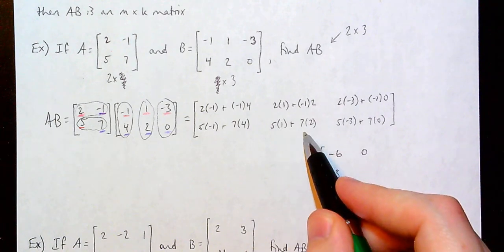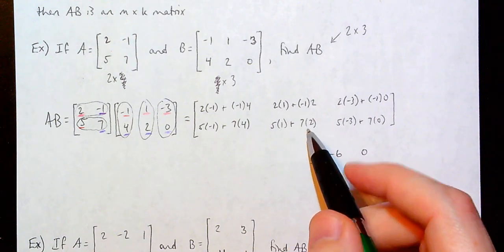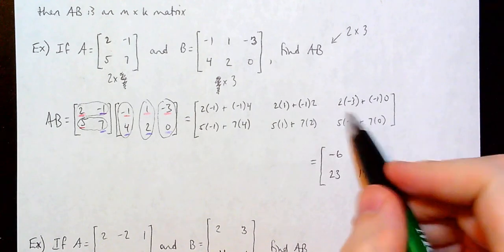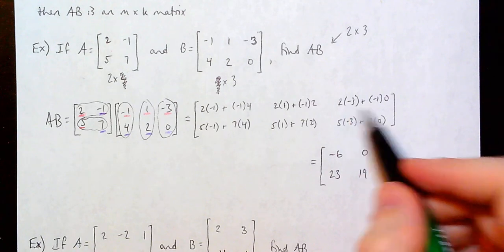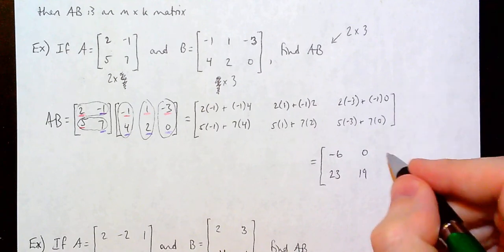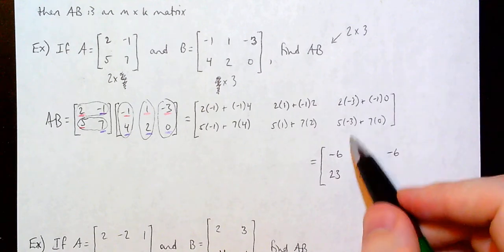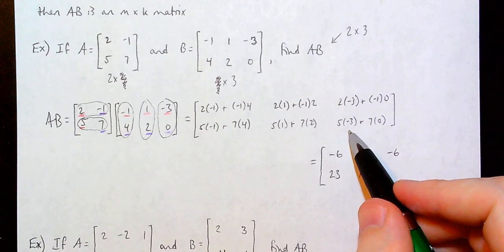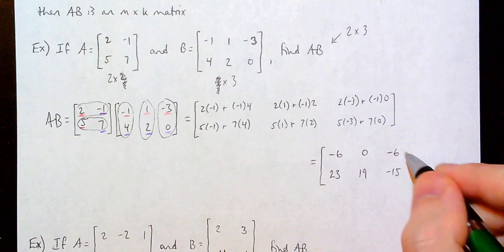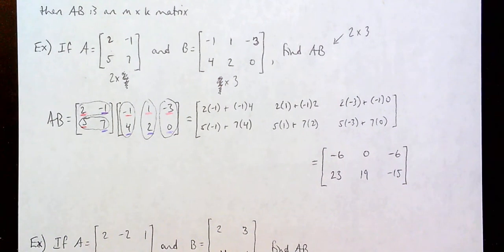5 times 1 is 5. 7 times 2 is 14. 5 plus 14 is 19. 2 times -3 is -6. -1 times 0 is 0, so that's just -6. And then 5 times -3 is -15. 7 times 0 is 0, so that gives us the -15. And this is our product matrix, AB.